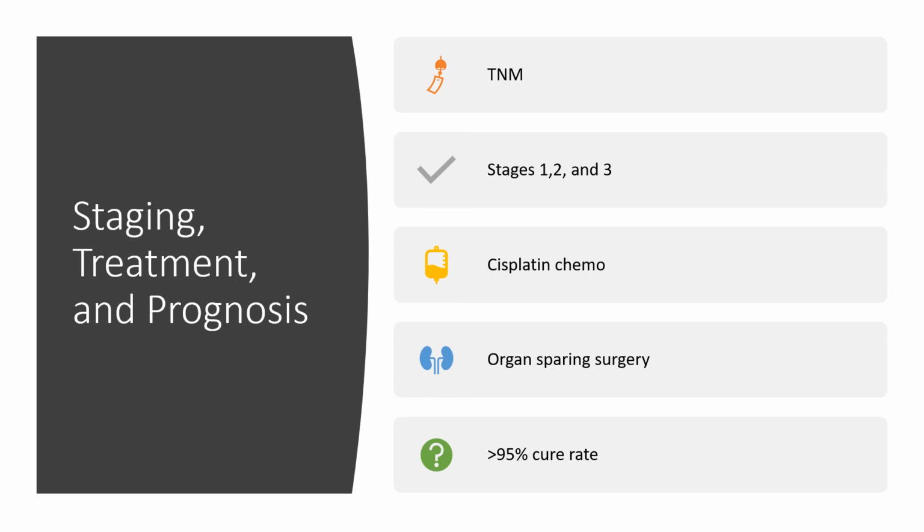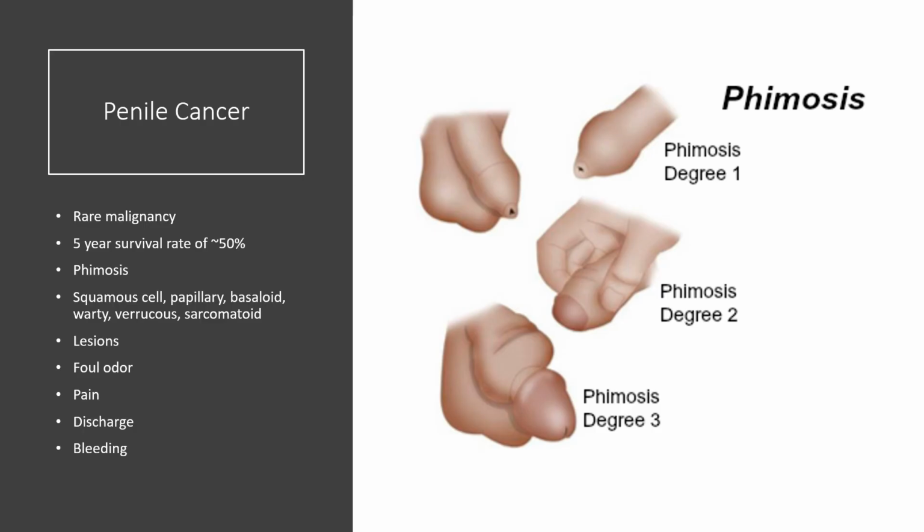With early detection, there's more than a 95% cure rate for the testicular cancers, which is awesome news. So now we're going to move away from testicular cancer and talk about penile cancer. With penile cancer, the median age of onset is 68 years of age. It's a very rare malignancy and has a decent 5-year survival rate, about 50%.